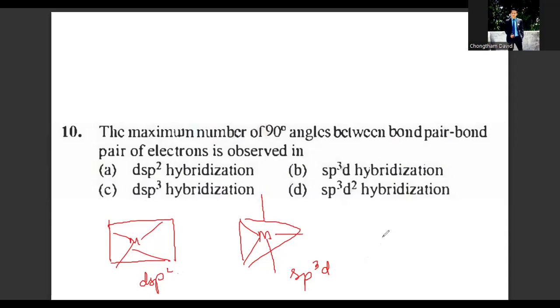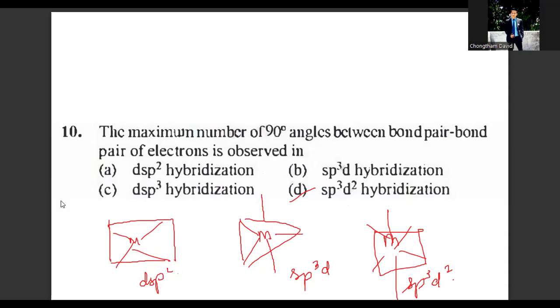And for the octahedral complex sp3d2, let us count the total number of 90-degree bond angles. This is sp3d2. So there would be 12 90-degree angles between the bonds. So the answer for question number 10 would be sp3d2 hybridization.